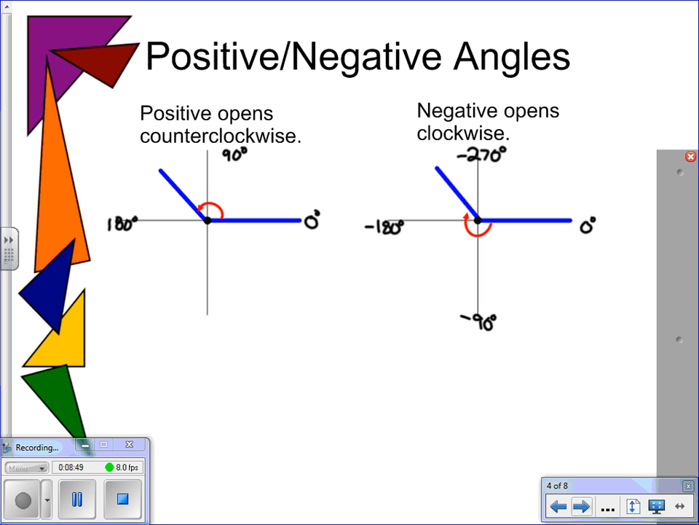210. Negative? Yeah. Okay. Negative 210. Okay. Any other estimates? Kyle?